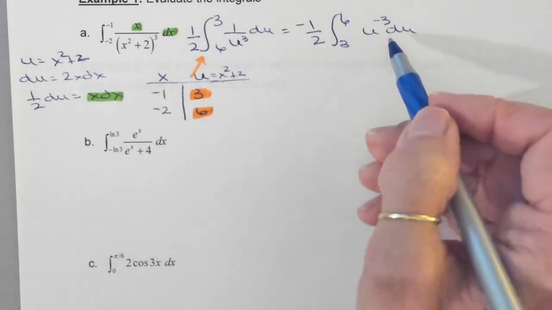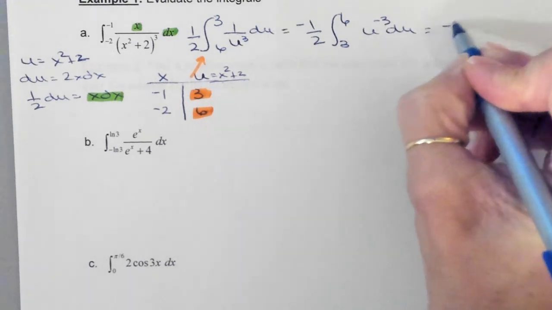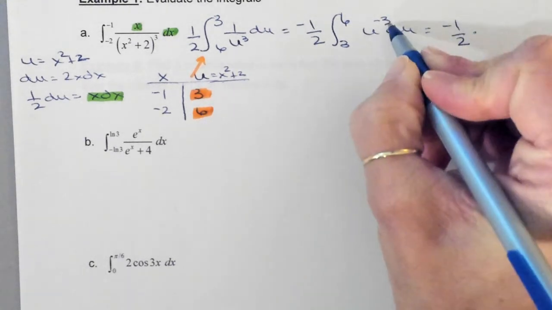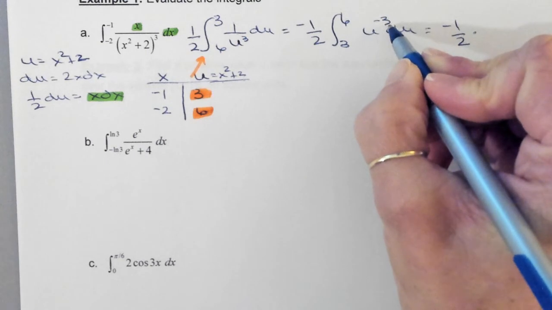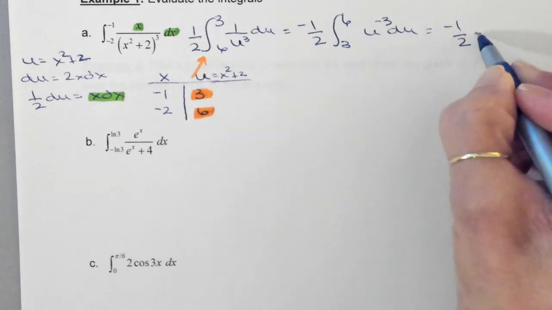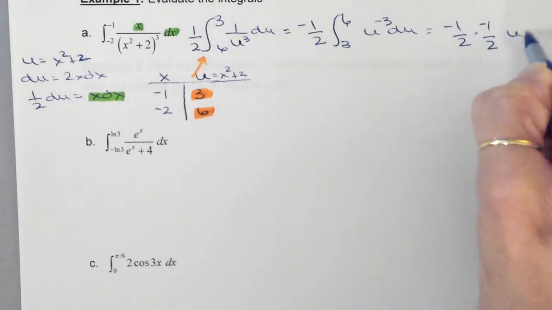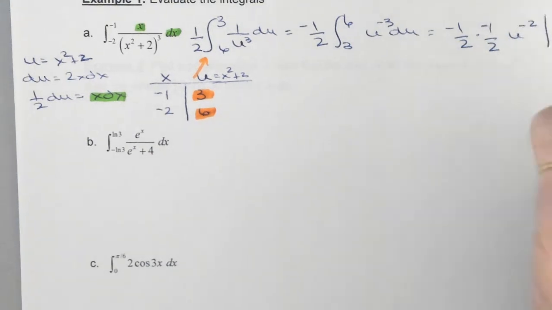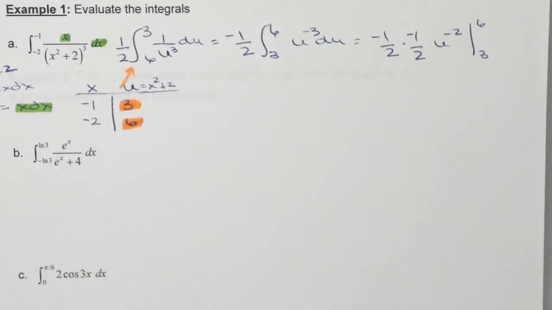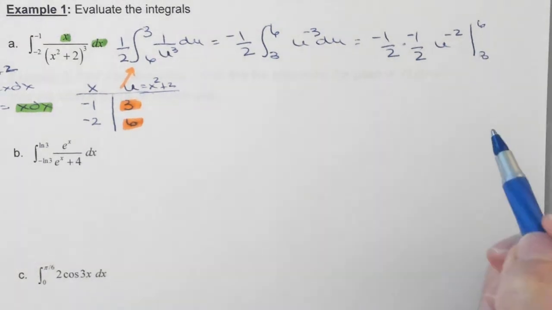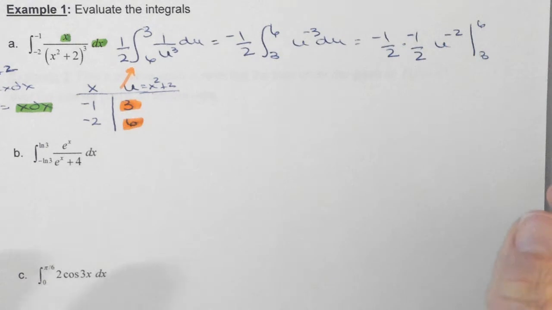Okay, let's integrate. So we're going to add 1, right? So we've got negative 1/2 times, when I add 1, this is what? Negative 2? So then what gets multiplied in front? Negative 1/2 u to the negative second to be evaluated from 3 to 6. Now listen very carefully. You do not have to turn around and resubstitute x squared plus 2 back in. I can leave this all in terms of u. I reset my bounds. Does everyone understand what I'm saying?